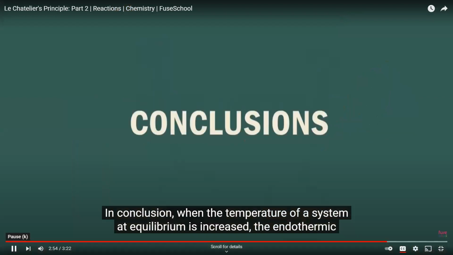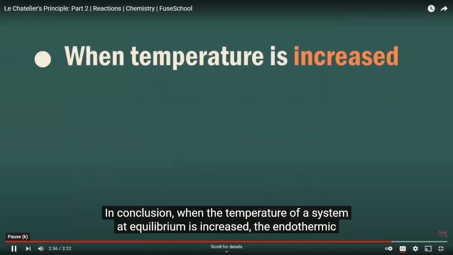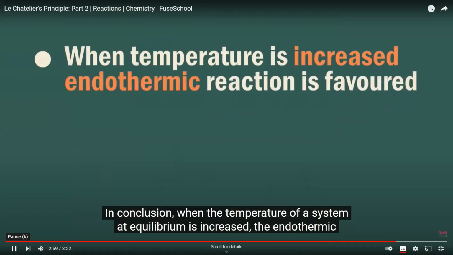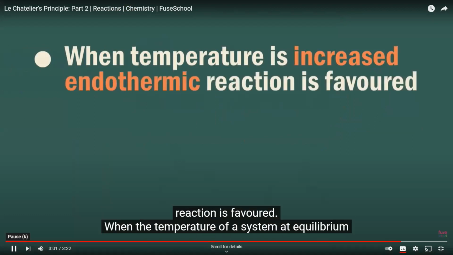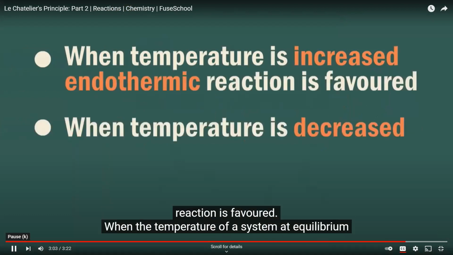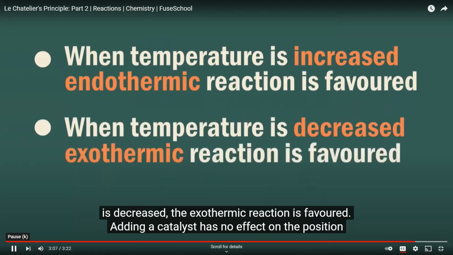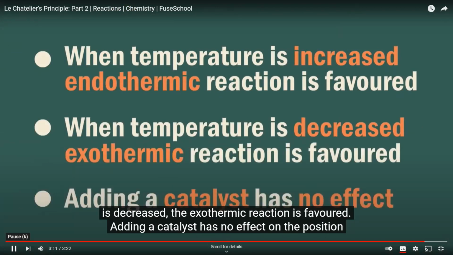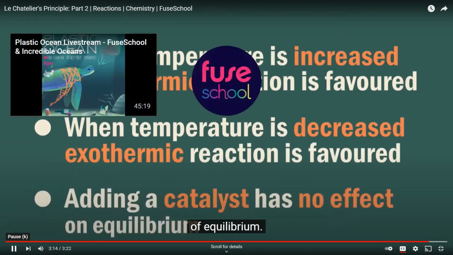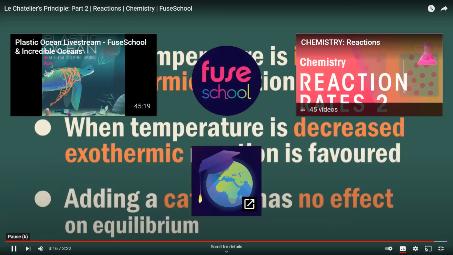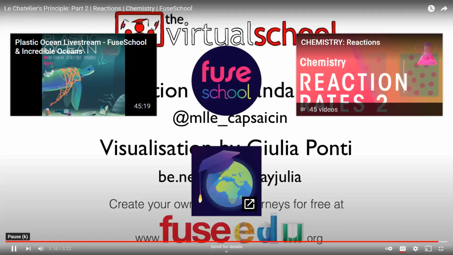In conclusion, when the temperature of a system at equilibrium is increased, the endothermic reaction is favored. When the temperature of a system at equilibrium is decreased, the exothermic reaction is favored. Adding a catalyst has no effect on the position of equilibrium. Just on the rate of reaction, just so you know.